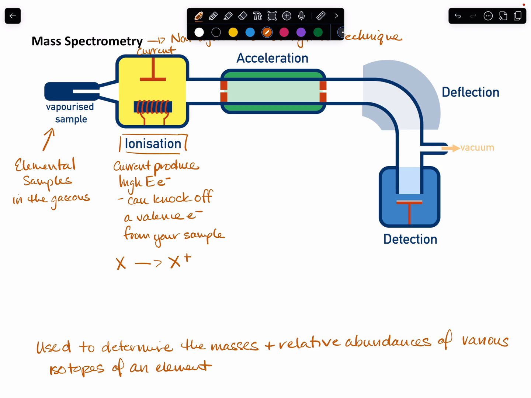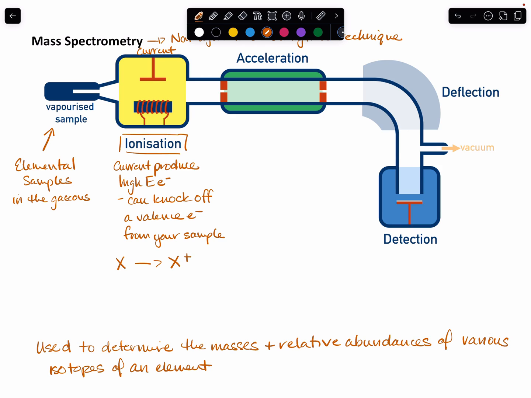Now we are going to focus only on +1 charges. We're not going to deal with samples where 2 electrons have been knocked off or 3 electrons. It can get very complicated, but for us, single electron is removed, forming +1 ions.